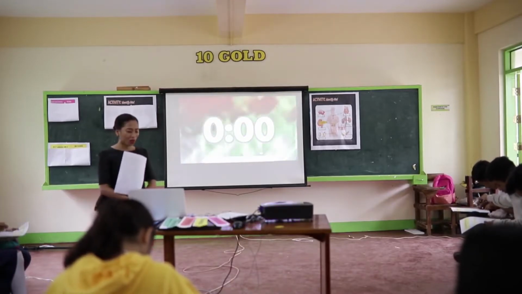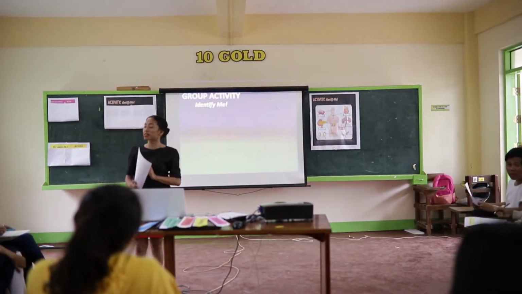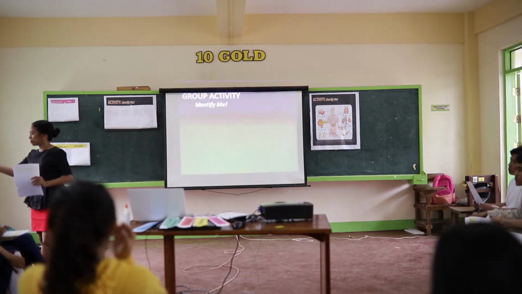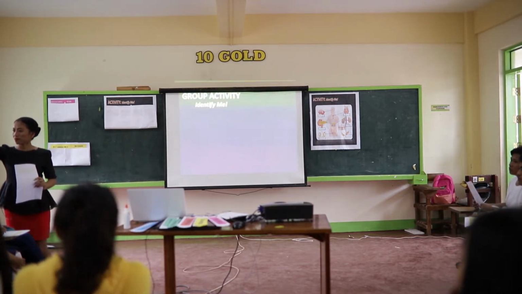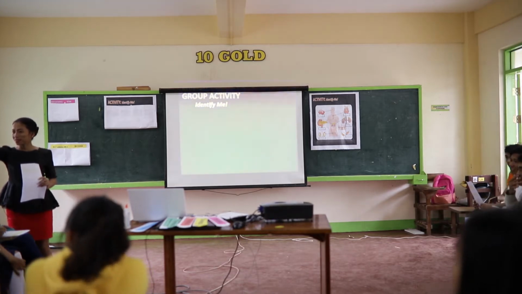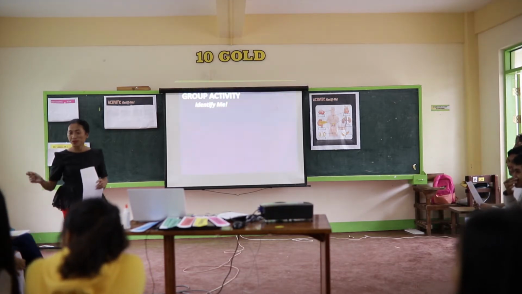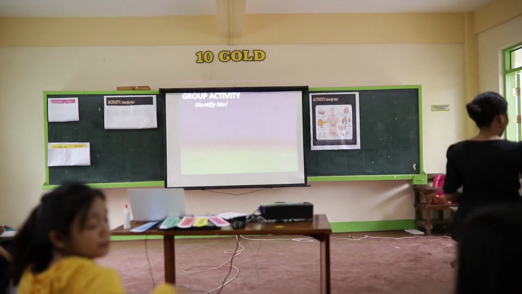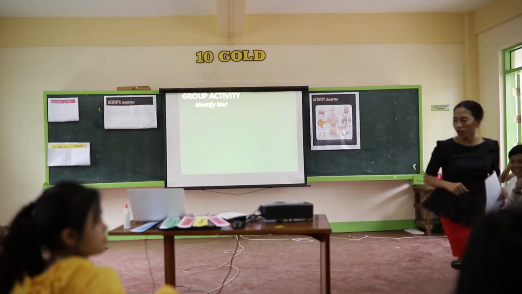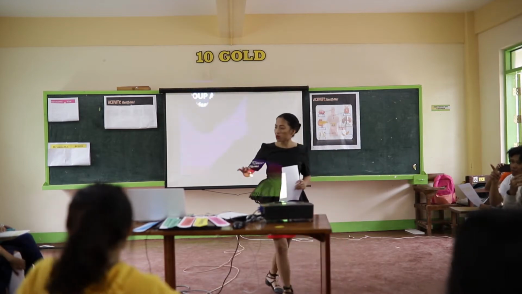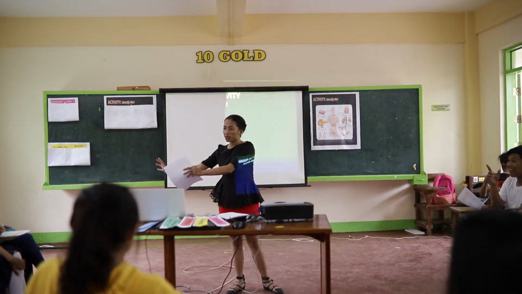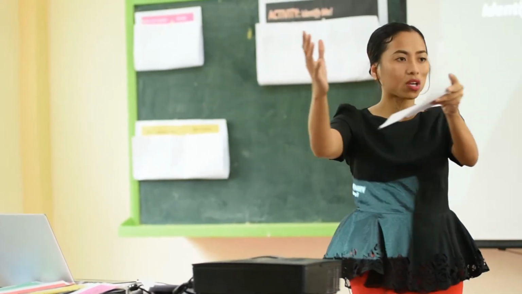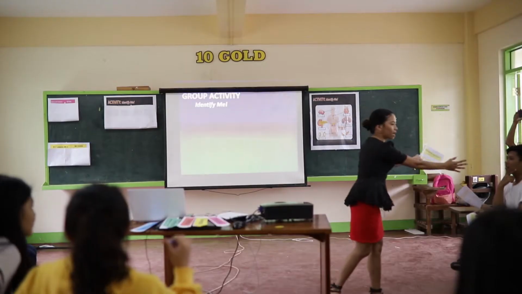Okay. What we'll do is the group activity. Count off, 1 to 5. Okay, so this will be group 1 on this side. On that side, group 2. 3 at the center. 4 on this side. 5.